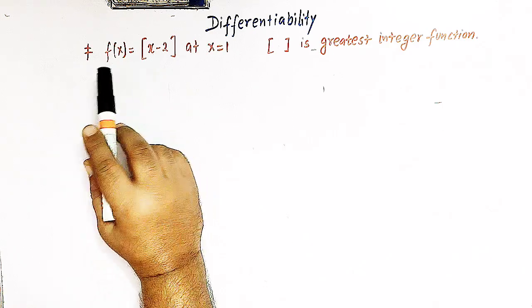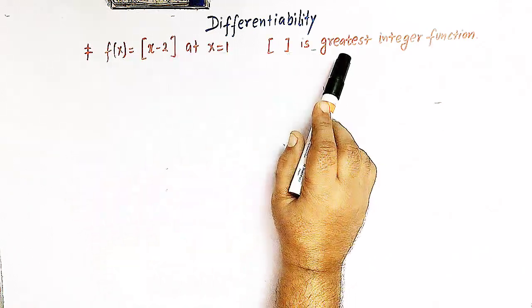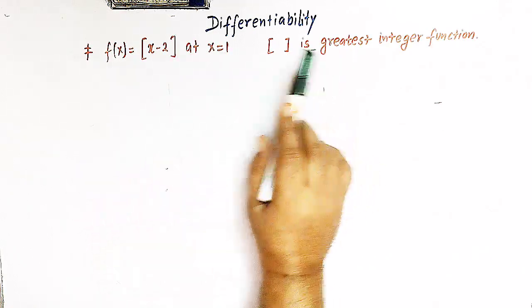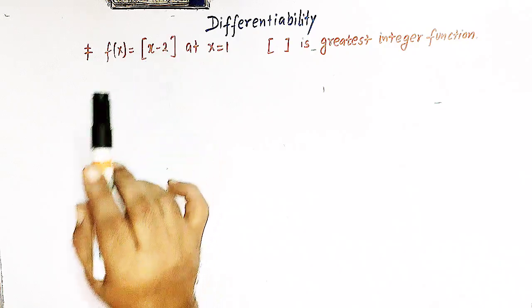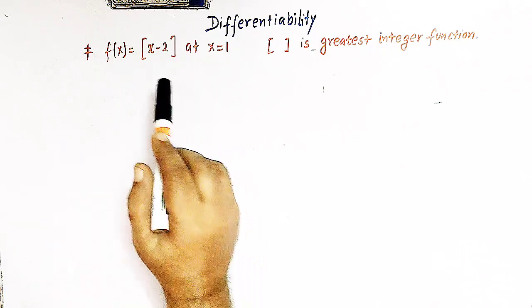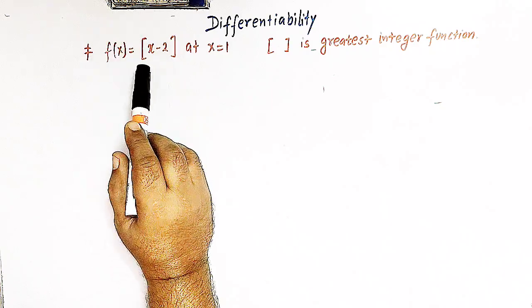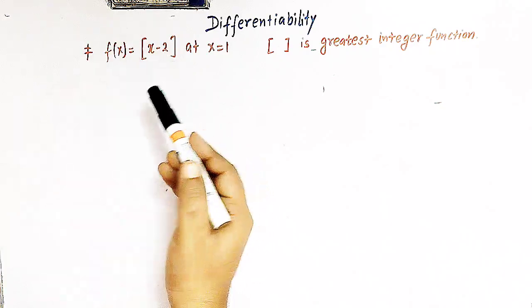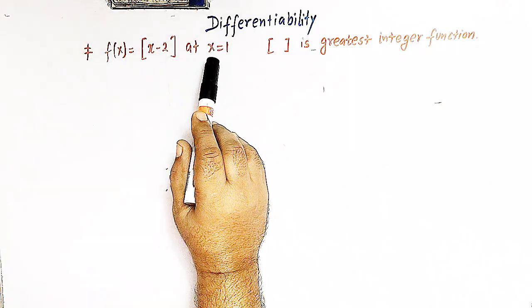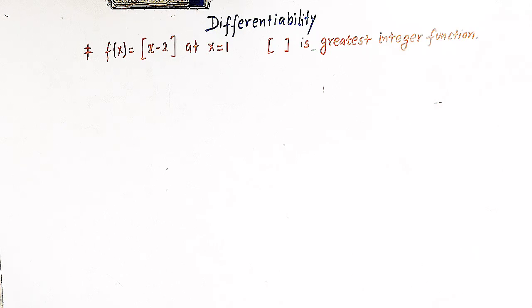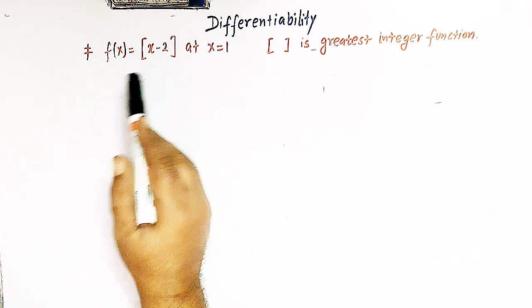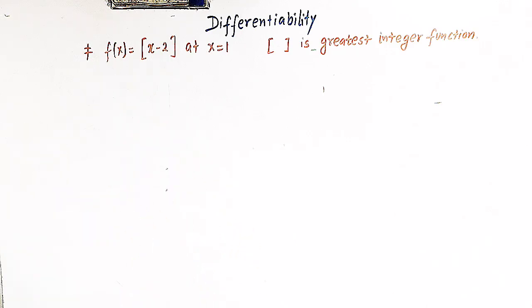So here we have a greatest integer function, greatest integer of x minus 2, and we have to test whether this function is differentiable or non-differentiable at the point x is equal to 1. With the help of the concept of right hand derivative and left hand derivative, we'll check the differentiability of this function.